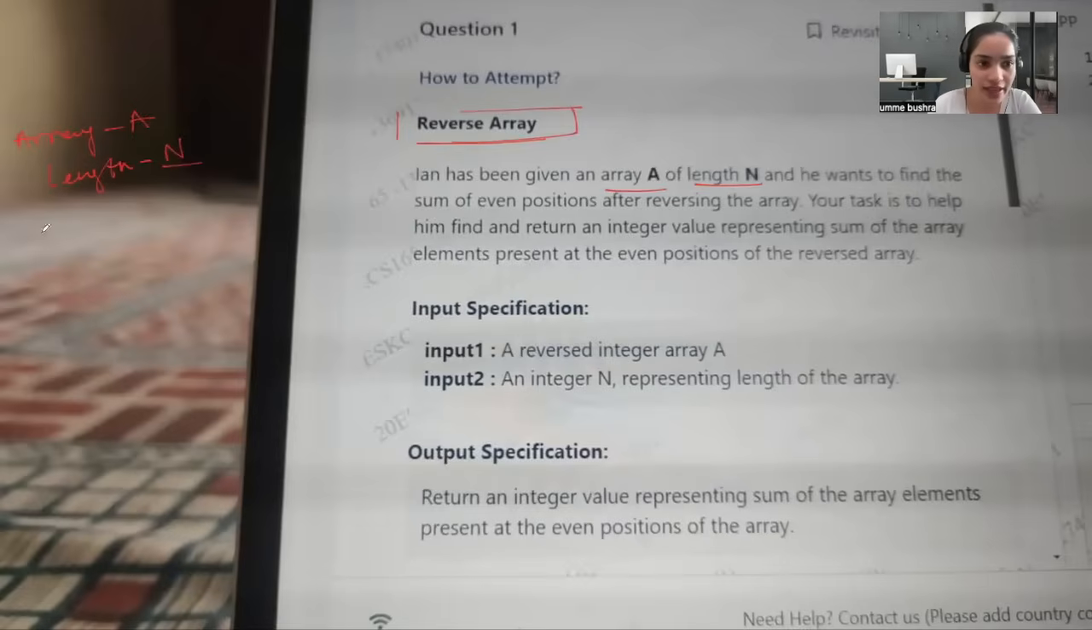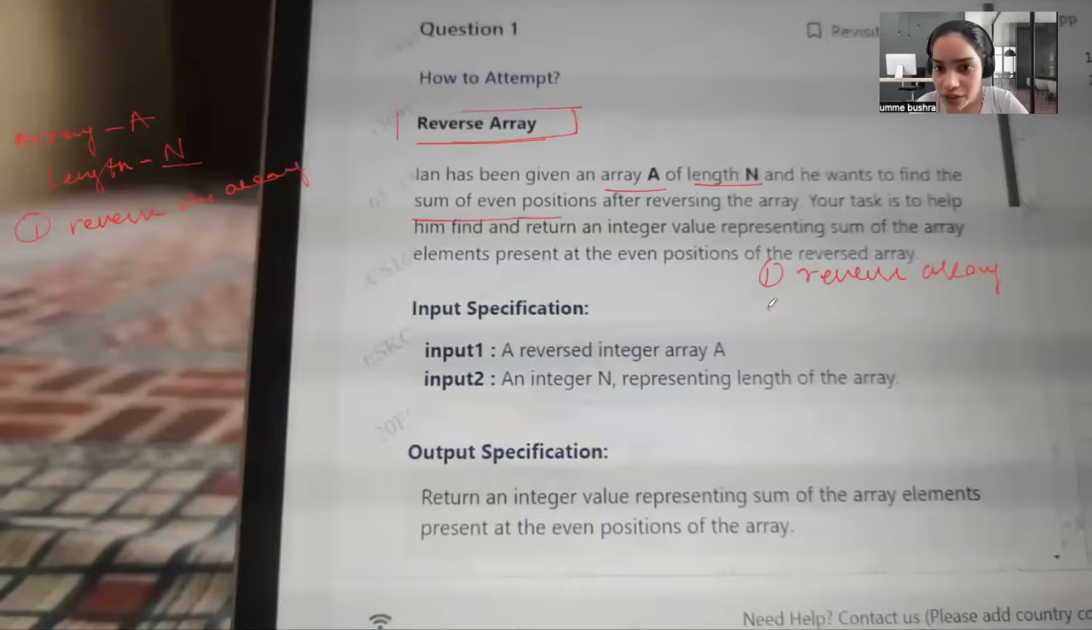So what is it saying? Step one is going to be to reverse the array, correct? Because after reversing the array, technically the first step is going to be to reverse the array. Now, the second step is the sum of the even positions. So after you reverse the array, then you have to find what are the even positions.